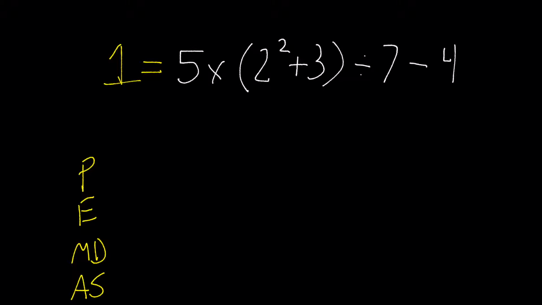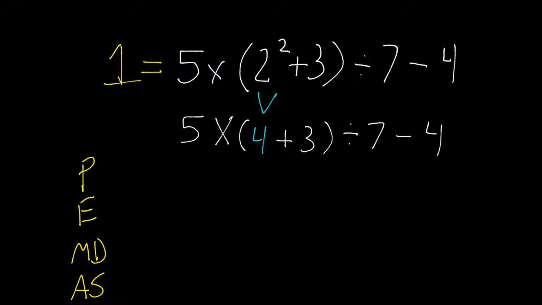So I'm going to take care of our 2 to the second power, and it's going to be 4. Now when I rewrite everything, I still have an operation inside those parentheses I haven't used yet. So I have to rewrite the parentheses to make sure that I'm still following our order of operations. And then I can rewrite everything else. So now we have 5 times parentheses 4 plus 3 divided by 7 minus 4.